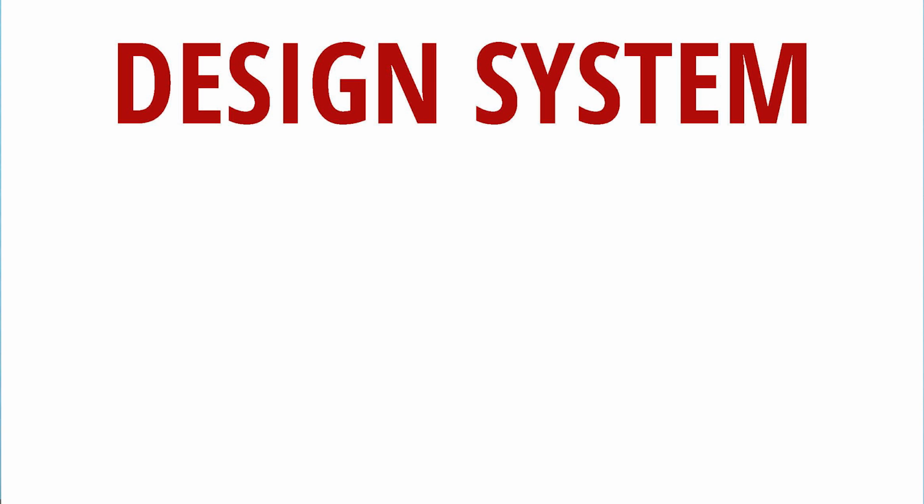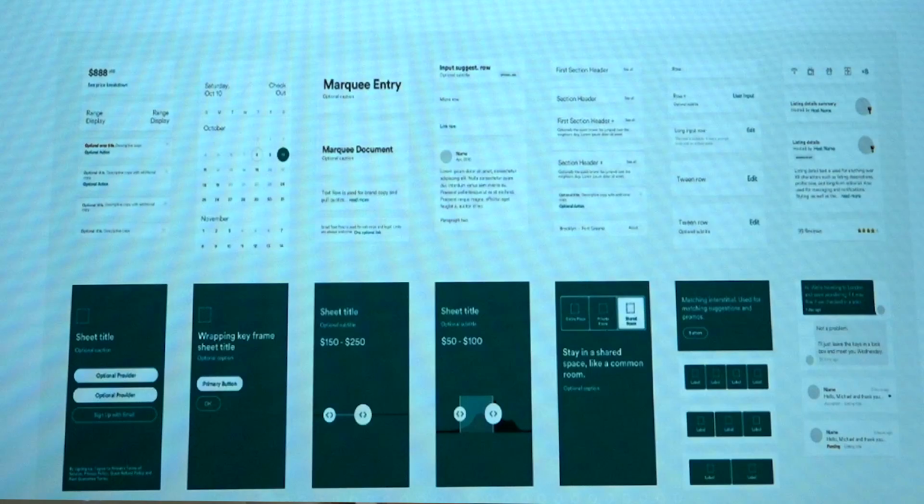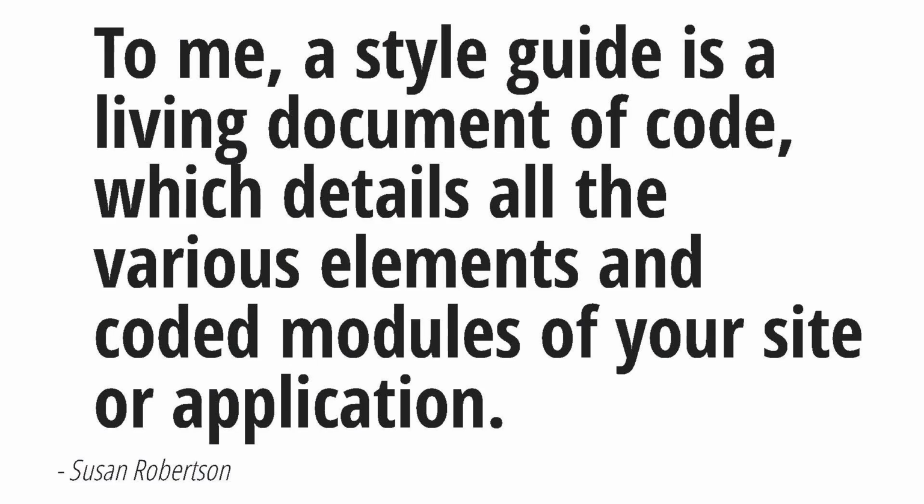So what actually is a design system or a component library? And probably the hardest part of a component library is no one can settle on a name. Some people call it a design system, some people call it a style guide, the other name is component library. And they all mean the same thing. Susan Robertson has a really nice quote to sum up what it actually is. She says, to me, a style guide is a living document of code, which details all the various elements and coded modules of your site or application.